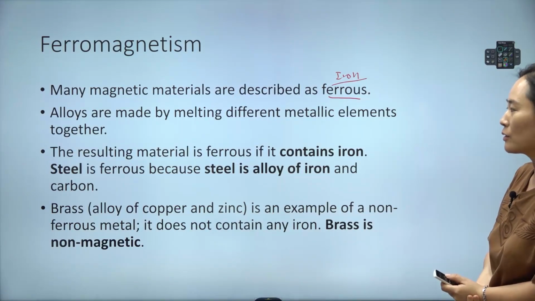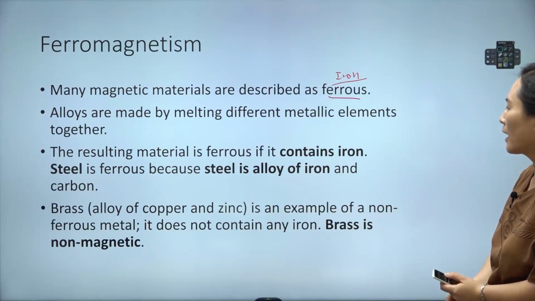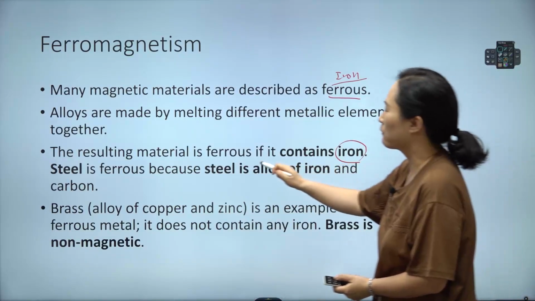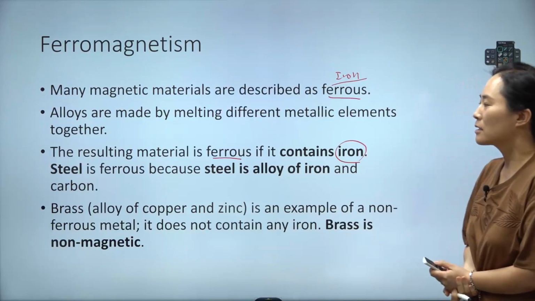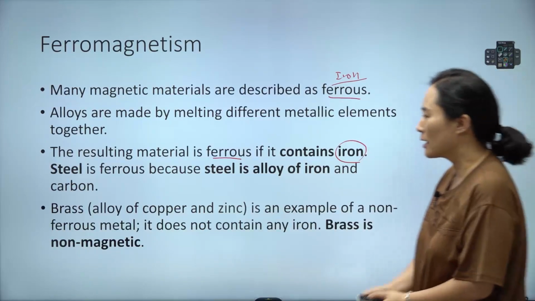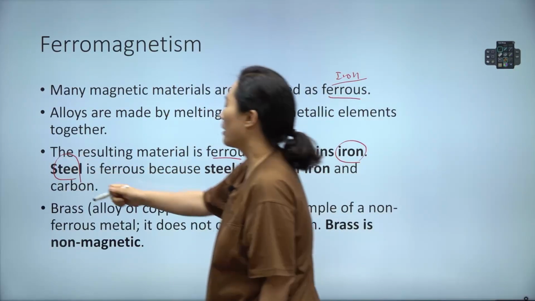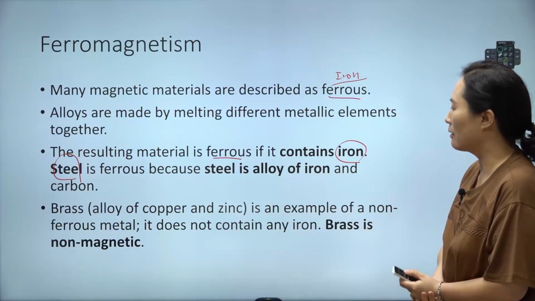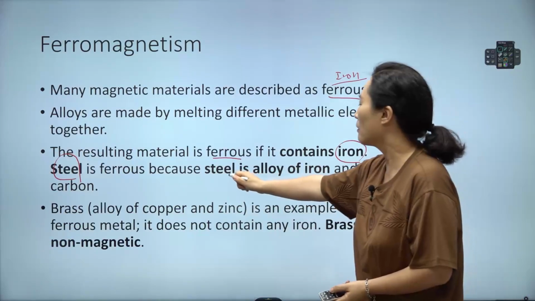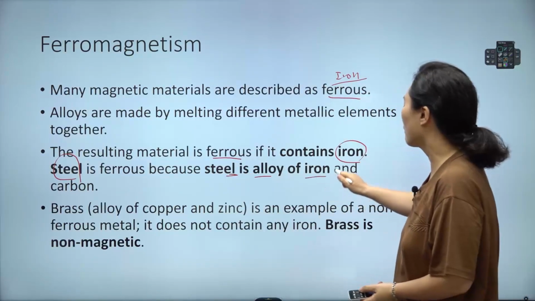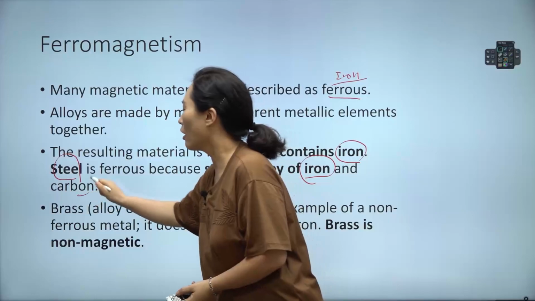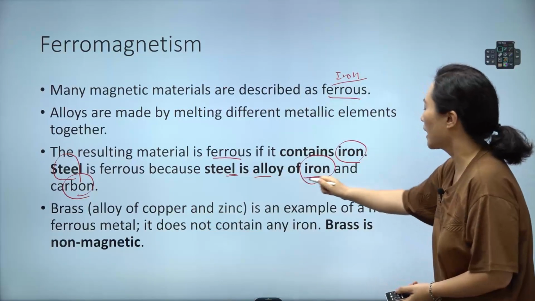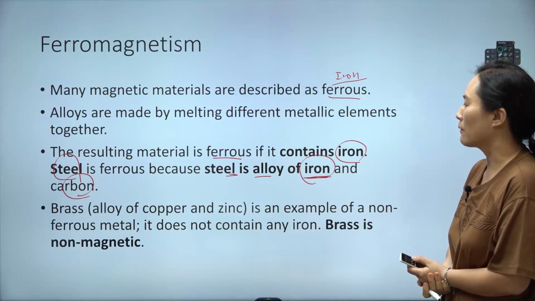The resulting material is ferrous if it contains iron. That's where the word comes from: ferrous. Steel is ferrous because steel is an alloy. An alloy is a substance that mixes two or more different kinds of metal, because steel is an alloy of iron and carbon. Because it contains iron, this is ferrous.